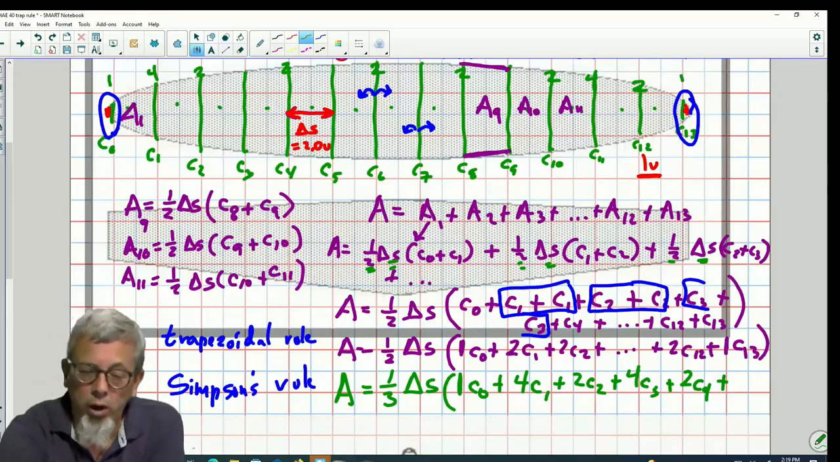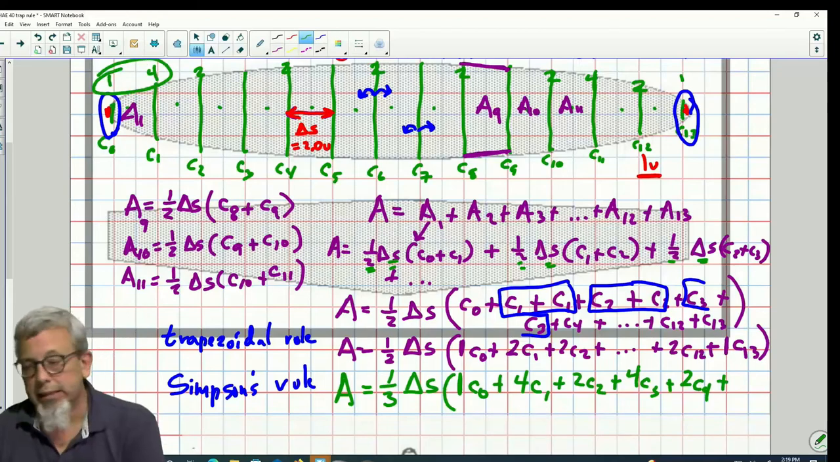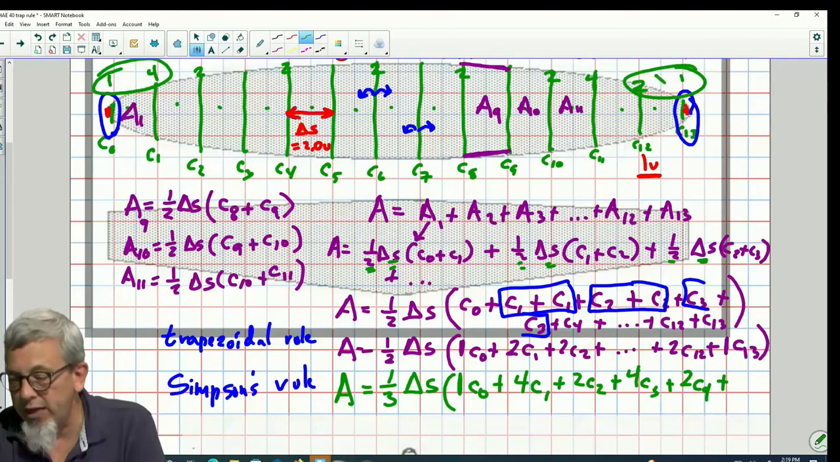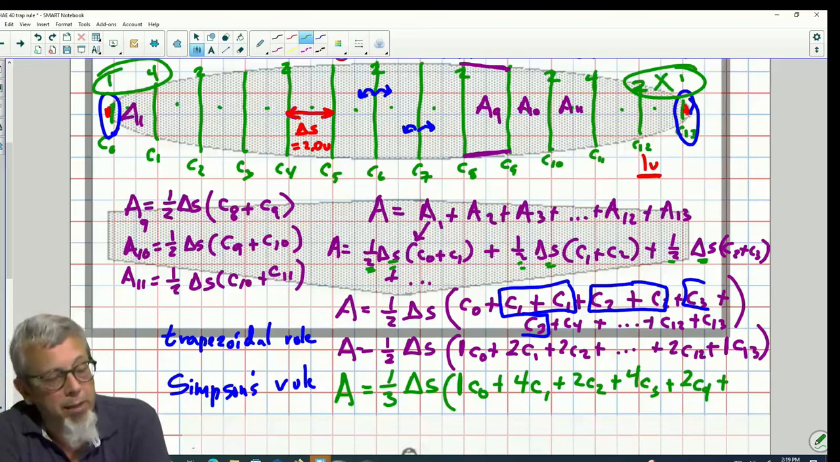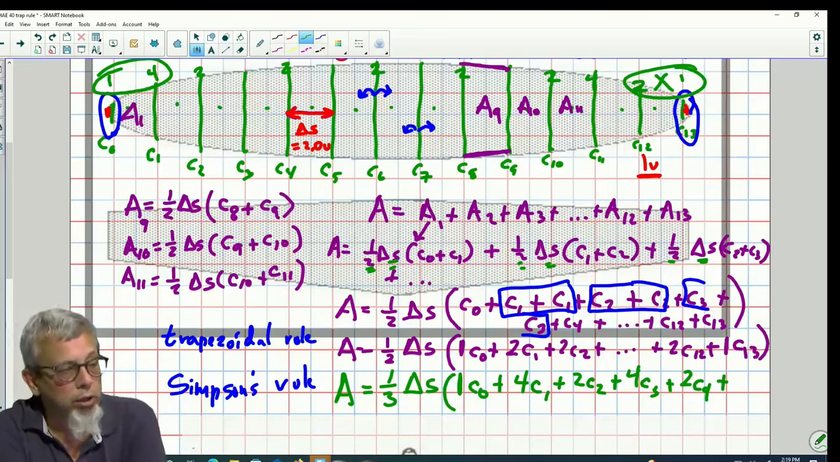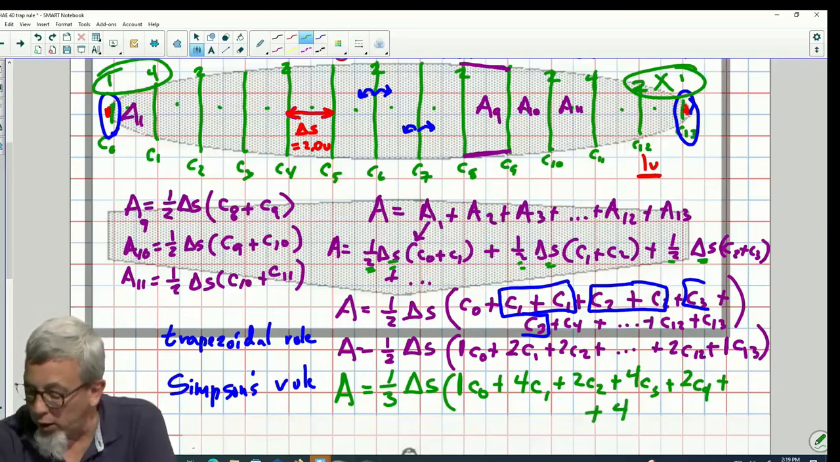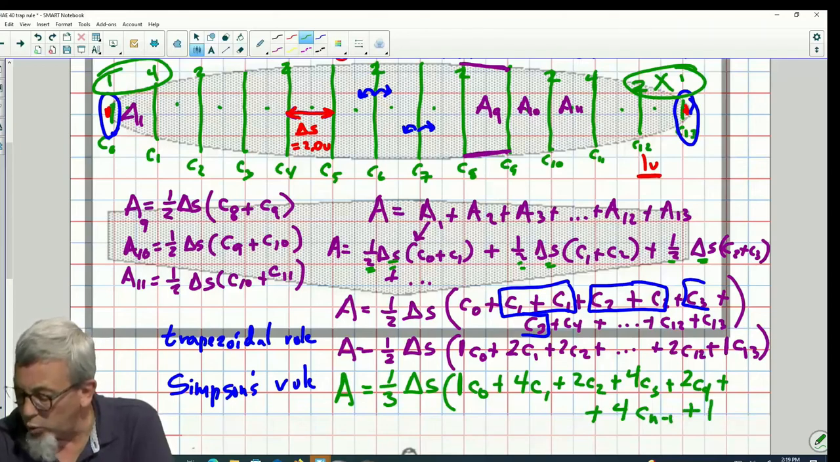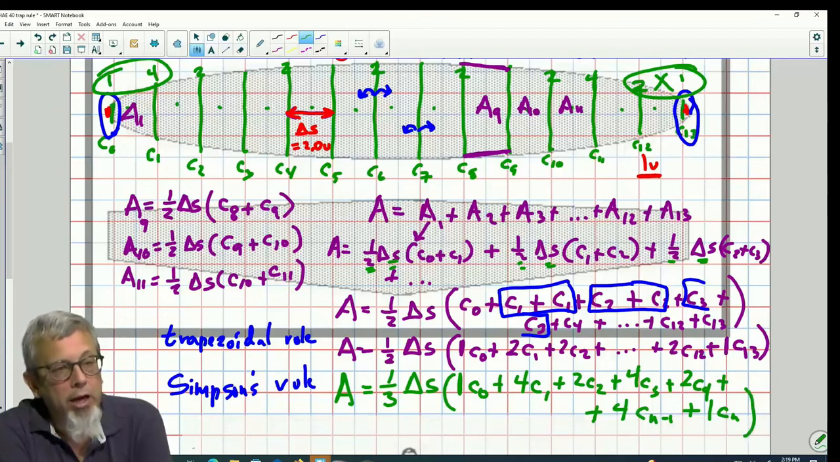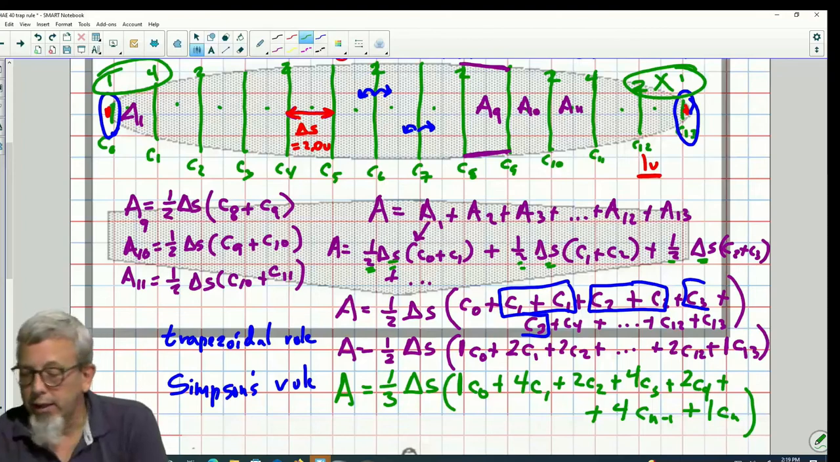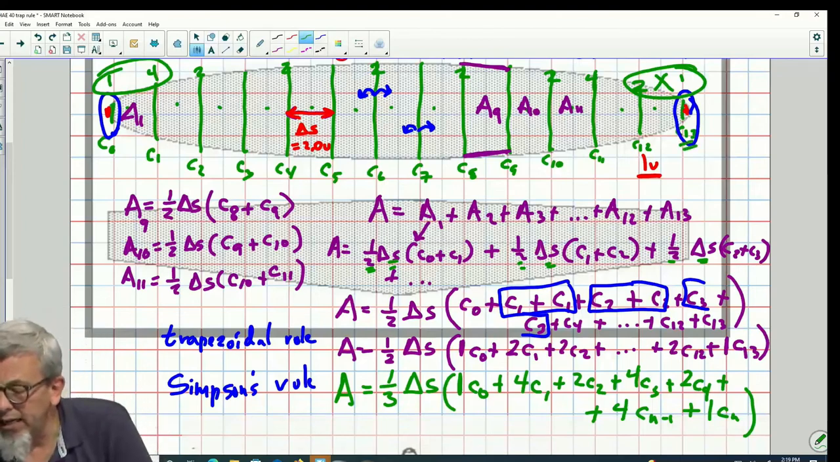However, you'll notice a 1 is next to the 4 there, and a 2 is next to the 4 there, so that is actually incorrect. In our example, we can't apply Simpson's rule effectively, because you have to end with plus 4 to whatever the next to last one is, and then plus 1 for whatever your last one is. I'll call it C to the N. And in order for that to work, that last little number there needs to actually be an even number. This would have to be C14 or C12 in order for it to work.